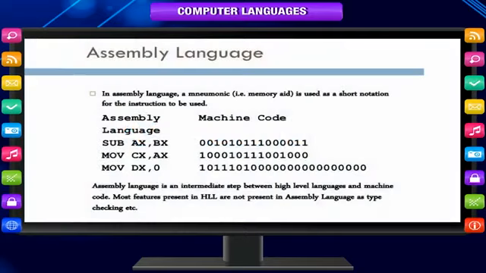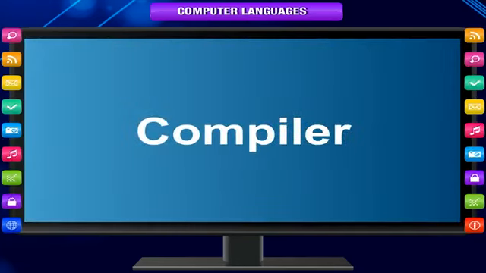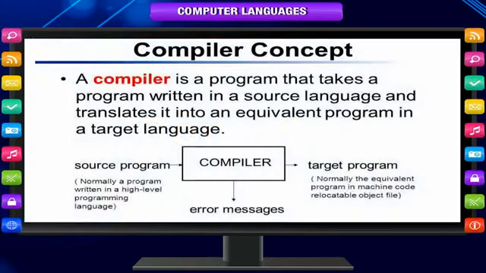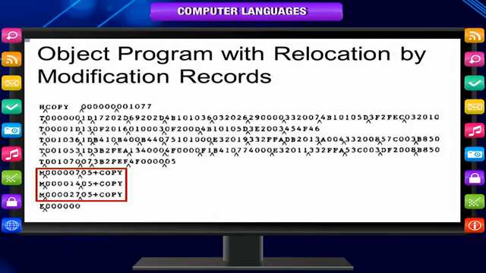Assembler. It is a program which is used to translate programs written in assembly language into machine code. Compiler. A compiler translates a program written in high-level language to executable machine language program, that is, the object program. The object program is generated and executed to get the desired result.